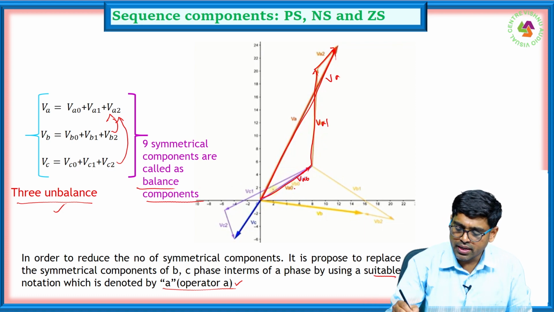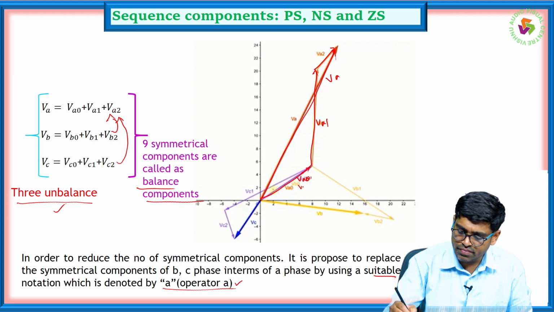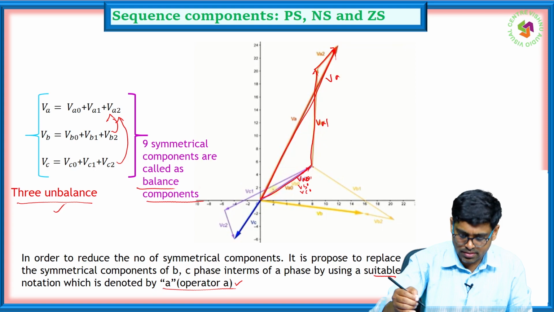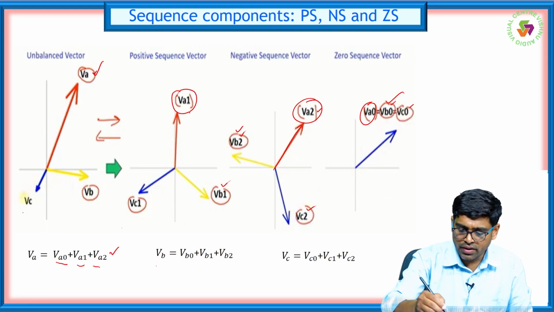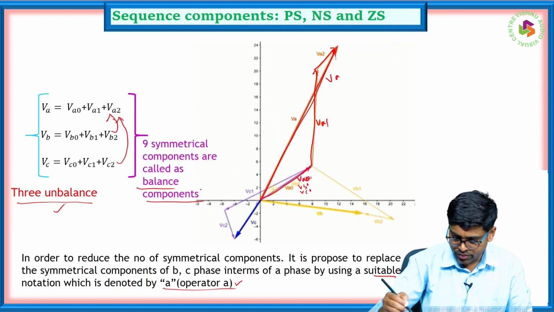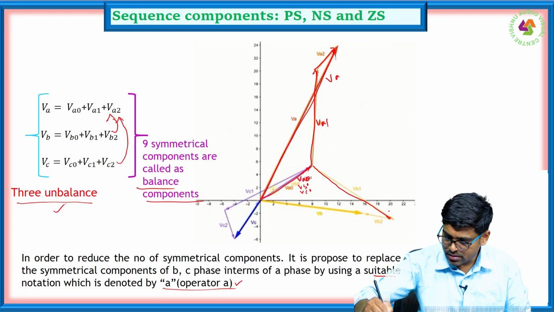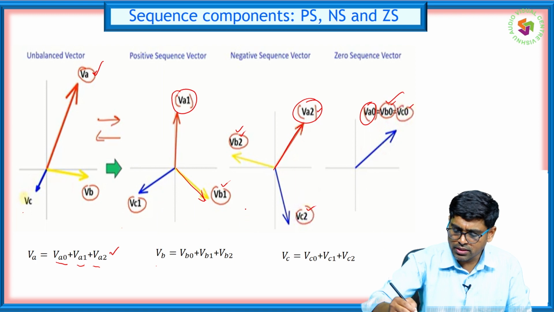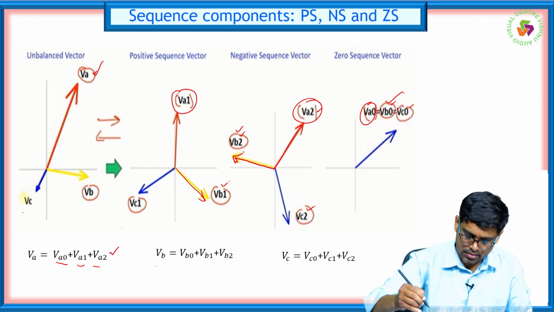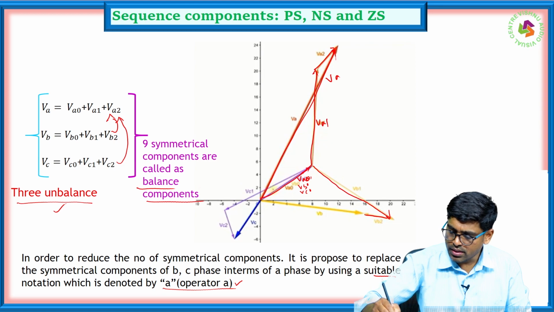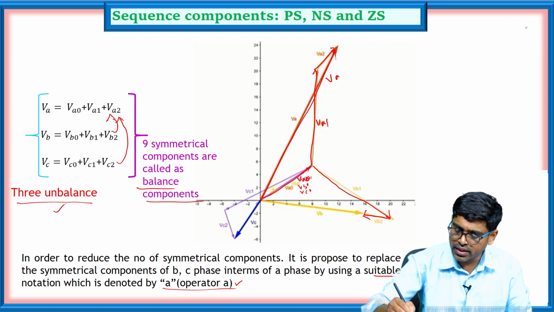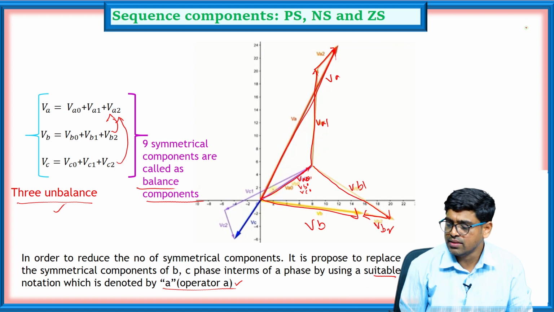Similarly, we can calculate VB. VA0, VB0 and VC0 have the same magnitude and no phase displacement. Then VB1 is like this, and the corresponding VB2 is here, like this. The resultant of these three quantities, VB0 plus VB1 plus VB2, is nothing but phase VB.